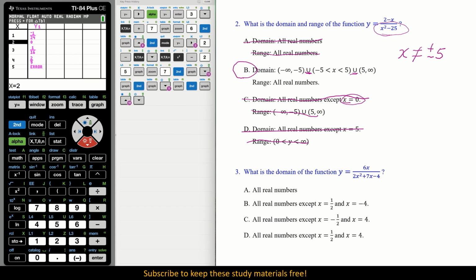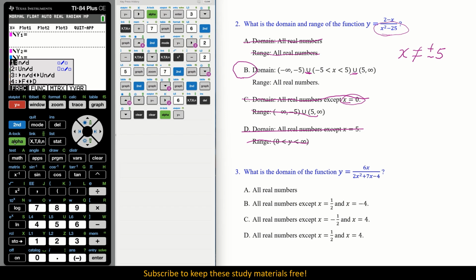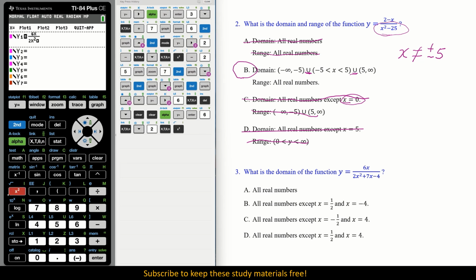Again, let's just graph that. Okay, push y equals, and let's type 6x over. We can push delete, go down, and let me just clear it all out. Sometimes it's better to clear the whole thing out. Remember, we did alpha y equals, now it highlights what we want, because it's too easy to make a mistake, and let's just not do that. Okay, so then we have 2x squared plus 7x, and then minus that 4.